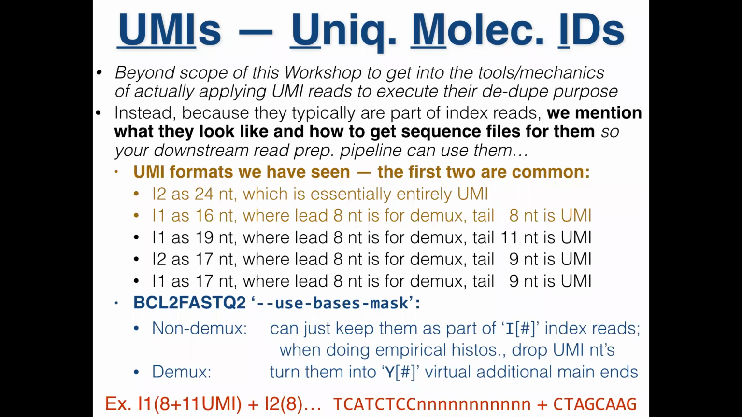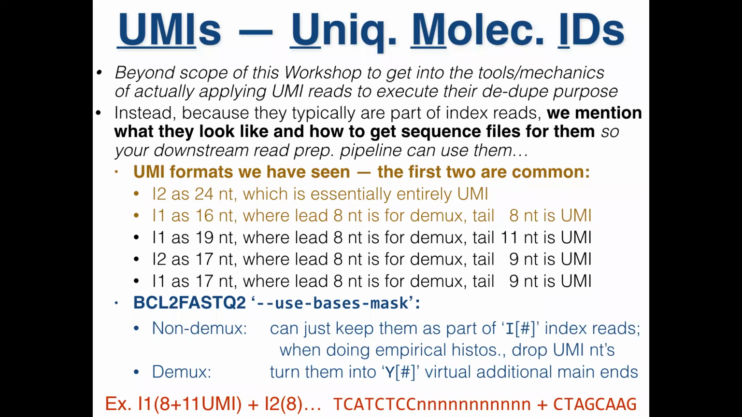It's pretty simple. When you get to BCL convert, all these things are basically just treated as index bases. So if you're doing non-demux, it doesn't really matter what happens to them, because BCL convert doesn't have to decide any demux. So typically you can just keep them as part of the index read. In this case, you would have an I24 or something, and then you would get an I2 file with second index reads of 24 with the UMI read.